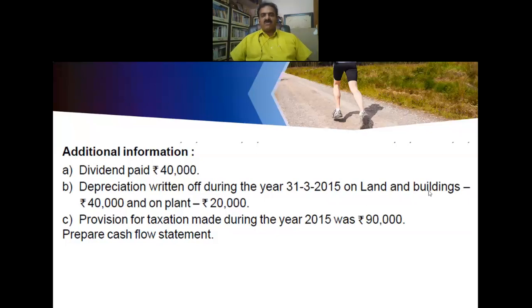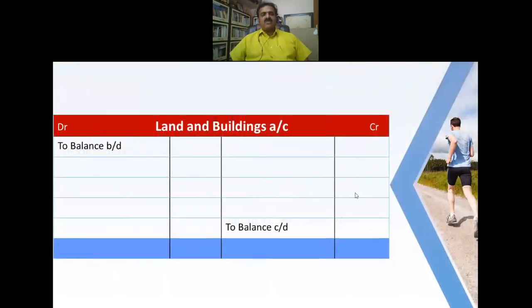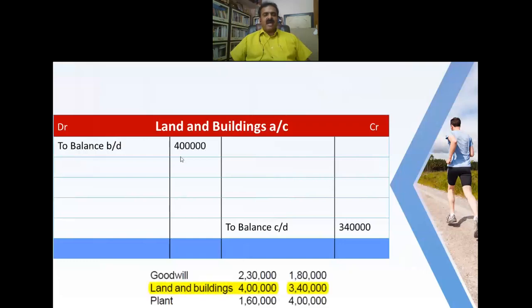To start with, first and foremost, the land and buildings account. It is an asset account. First transfer the opening and closing balances. Asset account opening balances start from the debit side. So what exactly is the opening balance of land and buildings? In the balance sheet, land and buildings opening value is 4 lakhs, closing value 3,40,000 rupees. So 4 lakhs is the balance brought down, and the closing balance, balance carried down, is 3,40,000. So the first step is the transfer of balances.